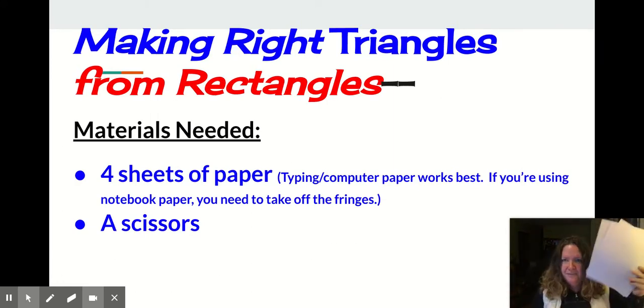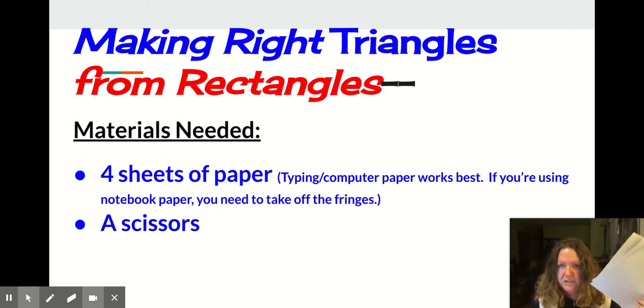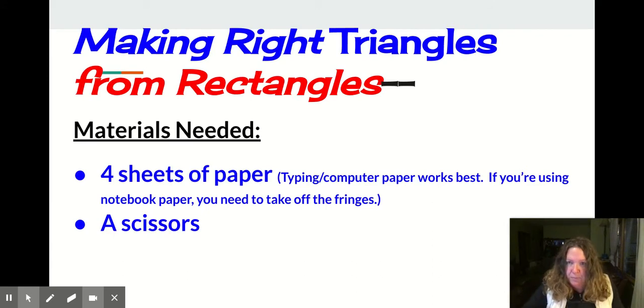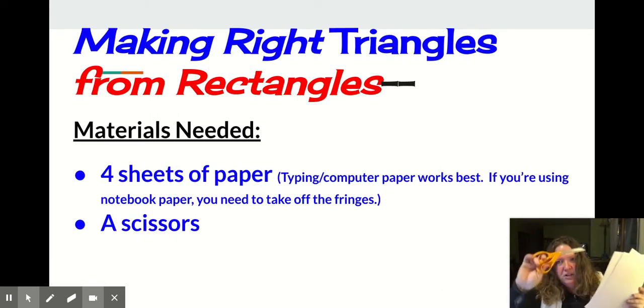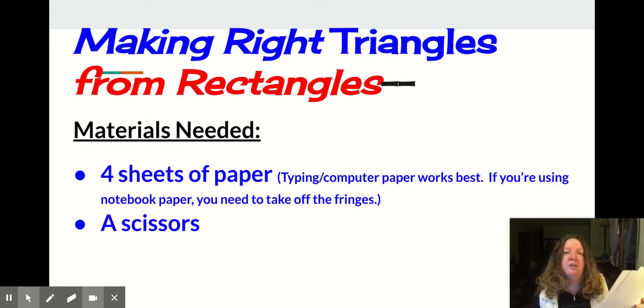If you don't have computer paper, notebook paper works, but you have to take off the fringes. So pull out a sheet of notebook paper, and if you have those fringes on it, cut really carefully up there. You also need a scissors. You can do this with folding and pinching and going back and forth and ripping, but it's really, really hard. So find a scissor. Take a minute. Go ask your family if you need to where you have a scissor in your house. So find a scissor, and you also need paper. Pause the video, go get that, and come right back.